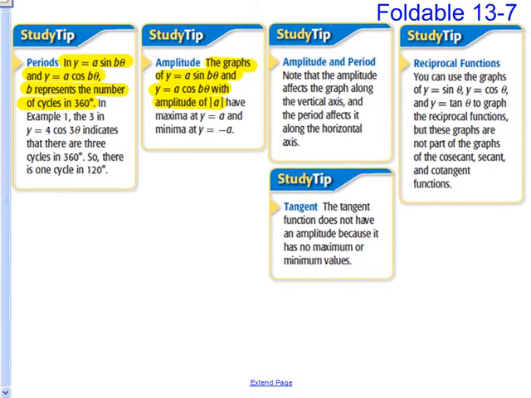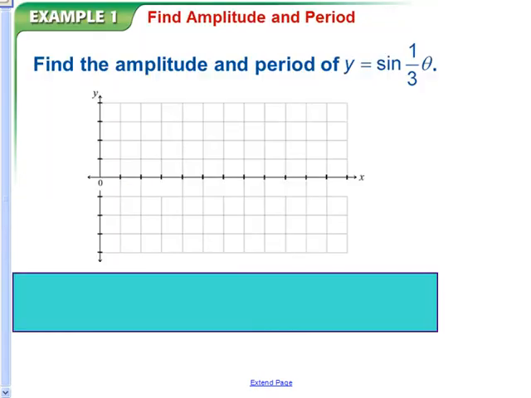Okay, so here's the equation. B represents the number of cycles in 360 degrees, and A is our amplitude. Kind of talked about that a little bit already, but it's good to summarize it again. Okay, let's start with this one. So sine 1/3 theta. First of all, we need to think about what is our amplitude, and then what is our period.